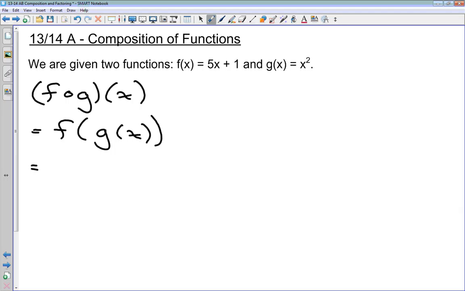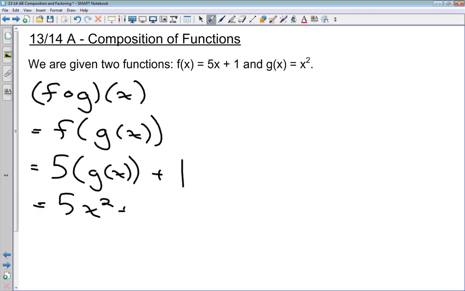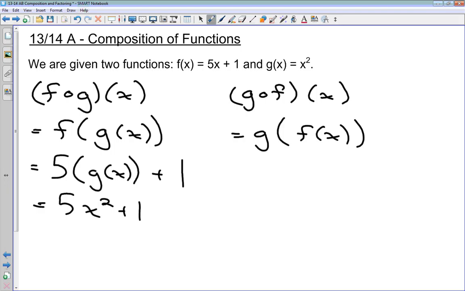So if our outer function f here is 5x plus 1, we can imagine subbing that function g of x in where we see x in that other function. So this would become 5x squared plus 1. Now the order was important when we did this. If we instead did g∘f of x, then we are taking our function f of x and we're subbing it into our function g of x. And these didn't necessarily work out to be the same thing.